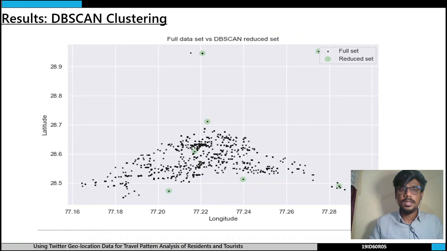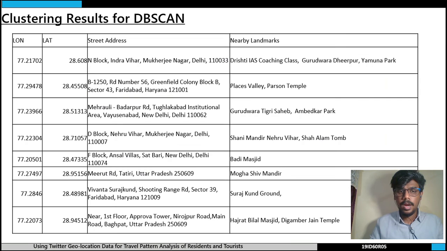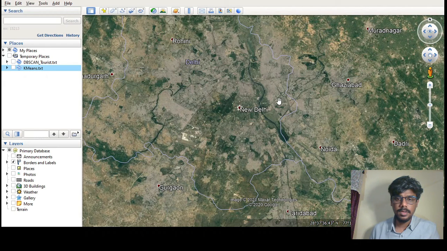I did a similar analysis using DBSCAN clustering. This is the reduced set and the full data set of the points. You can see that this dot with a circle is the cluster center and the others are just points. I did a similar analysis and found the street address of that point and the nearby landmarks. I found the cluster centers of DBSCAN and k-means.